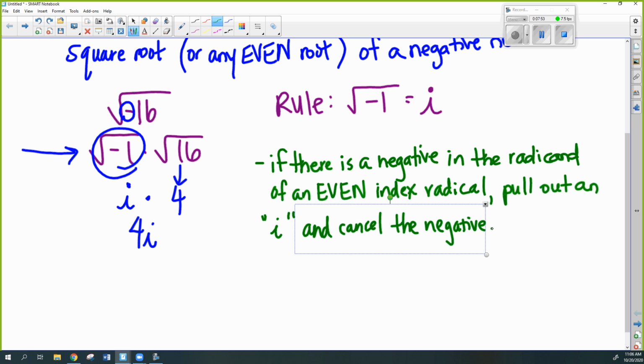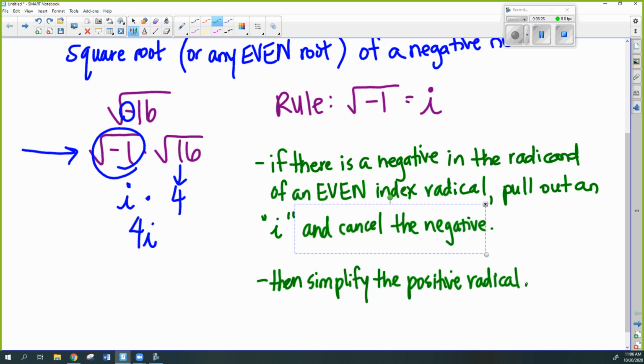All right, so that negative turns into an i, and then the negative's not there anymore. Okay, and then you're going to simplify the positive radical. All right, so we're still not getting decimals for these. We're still going to break them down and look for factor trees. It's just most of our answers are going to have an i in it.